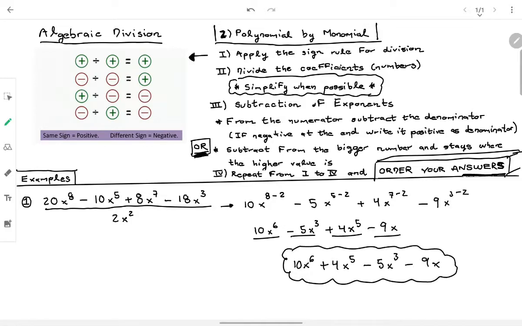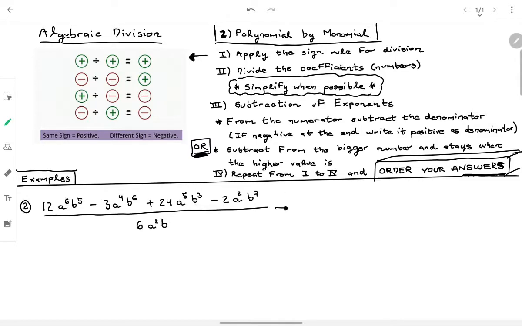So as we saw, it's very simple to divide a polynomial by a monomial, because it's the same as monomial by monomial, but many times. And at the end, we will need to order our answer. So let's see another example. The next exercise is very similar. We have a polynomial divided by a monomial, so it's like dividing a monomial by a monomial many times.